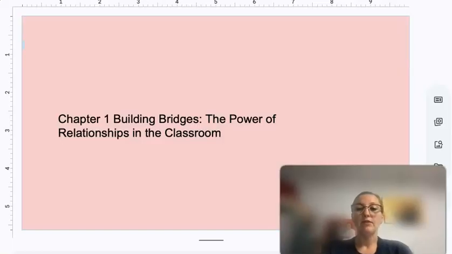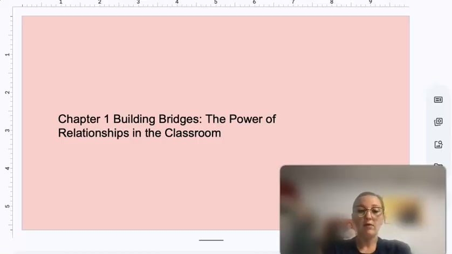Chapter 1 is called Building Bridges: The Power of Relationships in the Classroom. I found that strong teacher-student relationships play a major role in creating a positive learning space. In my observations, students felt comfortable sharing their thoughts or experiences, which showed me that the classroom was emotionally safe and supportive. Student voice was encouraged, and this helped build trust and engagement.